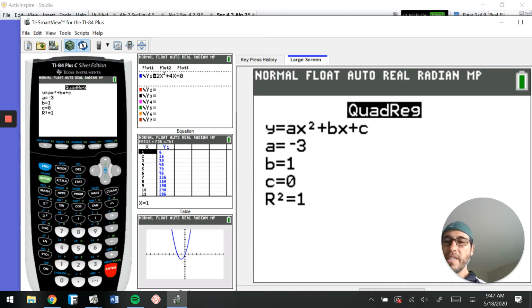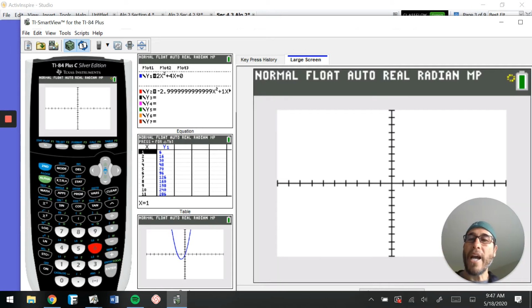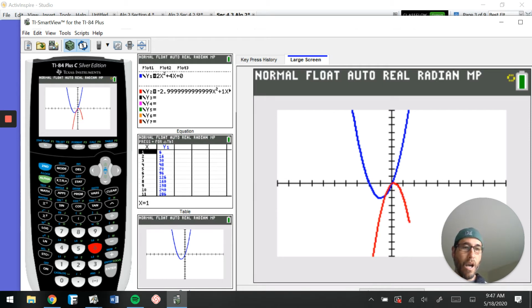I could go zoom 6 if I want to see what the graph looks like. And you know what's cool is I put this in Y2. So I have my first graph, which was the one we did earlier. And then my second one, oh, sweet, it comes up red. Oh, and that guy has a maximum.